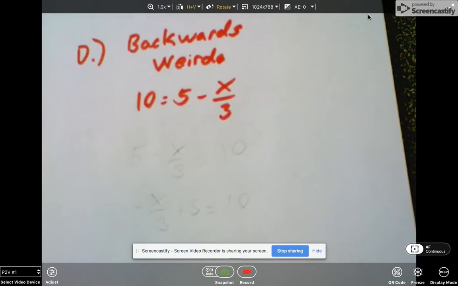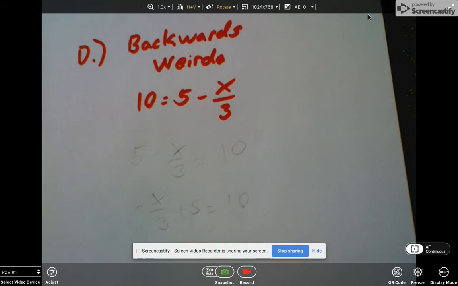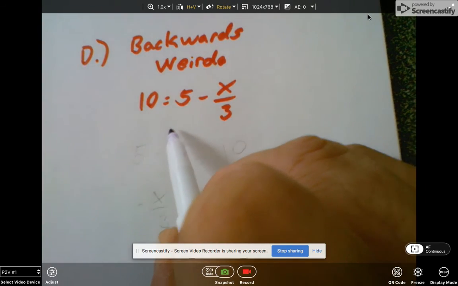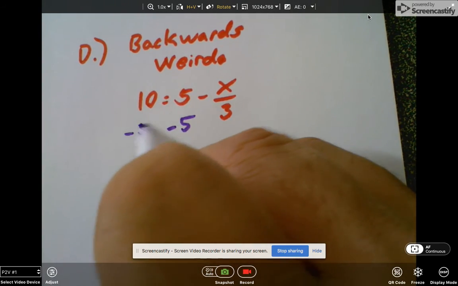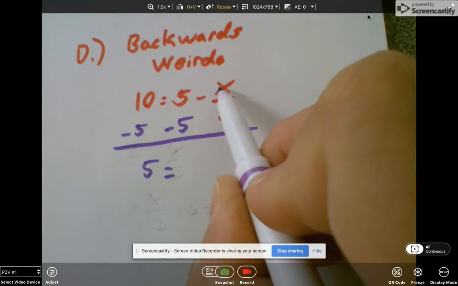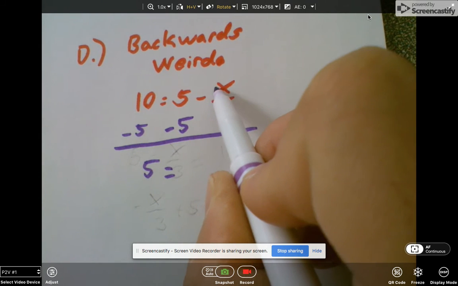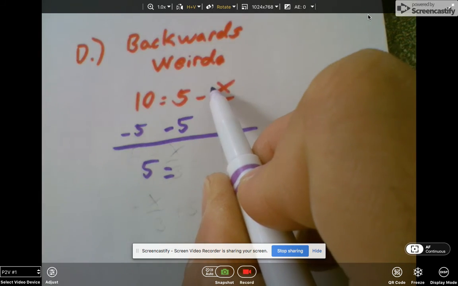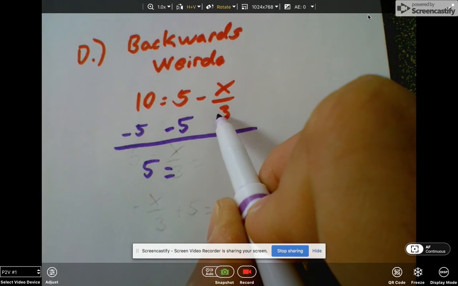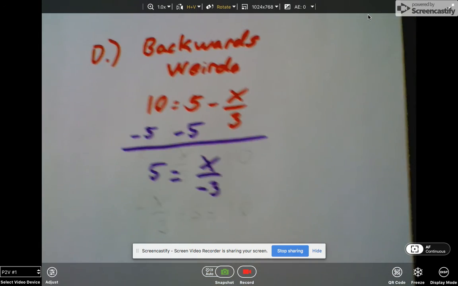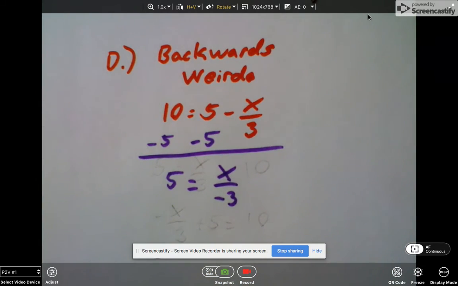So we are going to start by doing what? Are we going to add 5 or subtract 5 to both sides? So to get rid of that 5, we're literally just going to minus 5 here, minus 5 here. 5 equals, now this part's a little different. The negative I can really put, or the minus, but we're going to see it as a negative. I can put it with the x or the 3. So I'm just going to do x divided by negative 3, just so I continue with just 2 steps.